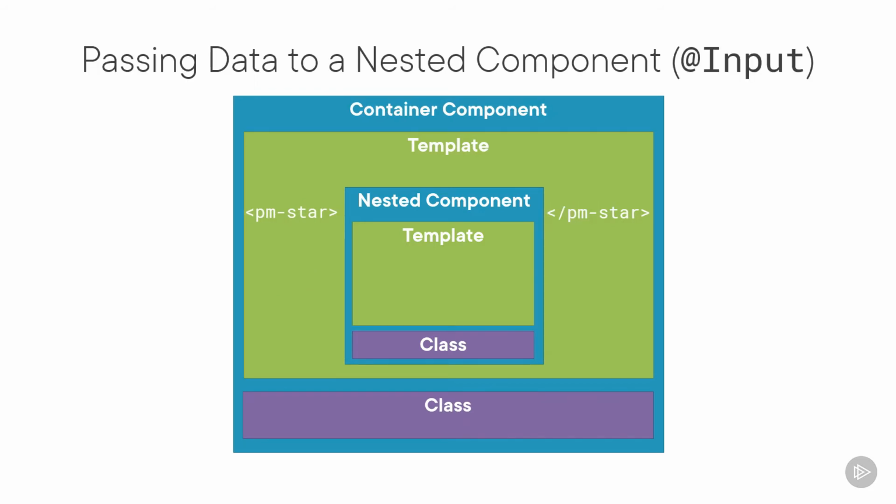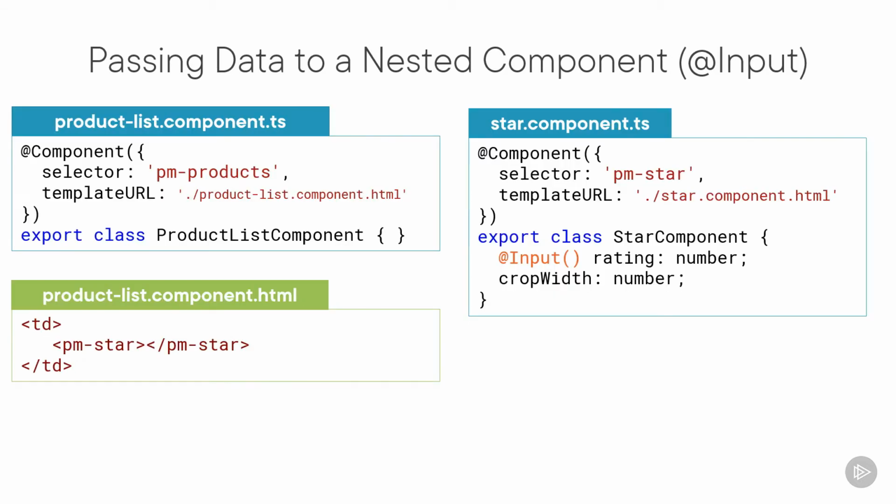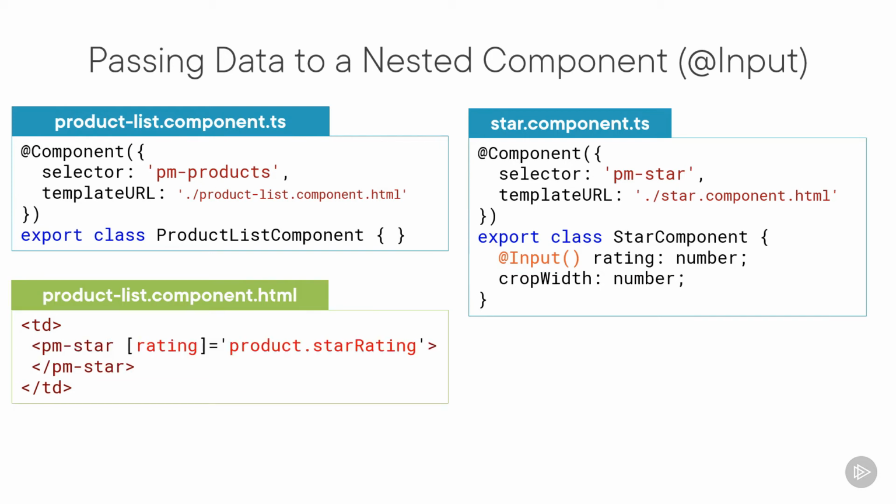If a nested component wants to receive input from its container, it must identify a property for that purpose using the aptly named Input decorator. We use the Input decorator to decorate any property in the nested component's class. This works with any property type, including an object. In this example, we want the rating passed into the nested component, so we mark that property with the Input decorator. The container template then passes data to the nested component using property binding.